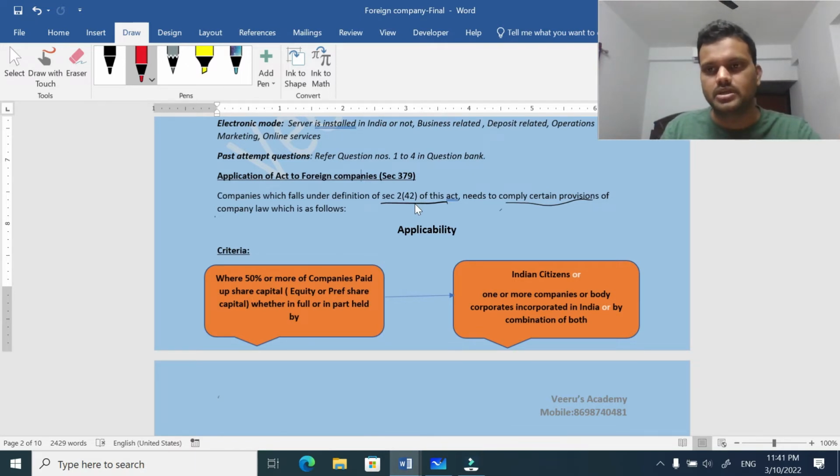First step is to qualify it as a foreign company. Once it is qualified, there are some provisions already specified in chapter 20 and chapter 22 of the Companies Act. In addition to that, if there is some criteria specified in section 379, and those conditions are followed, then all other provisions of the Companies Act will also be applicable to the foreign company. Okay, we'll see what is the criteria.